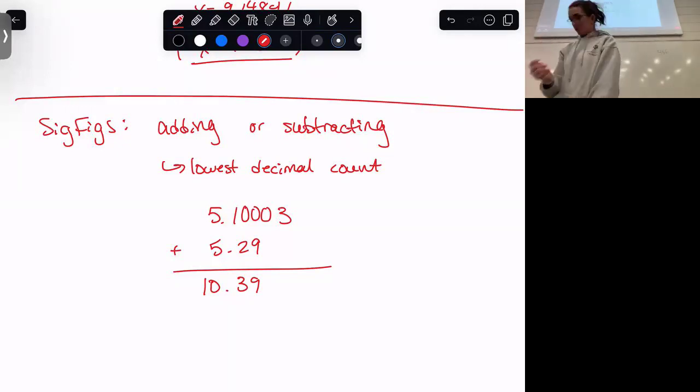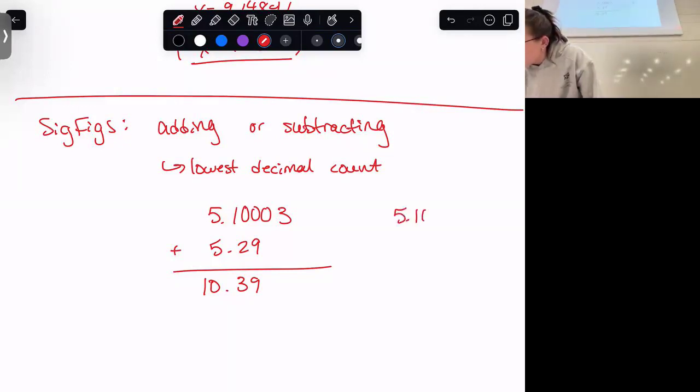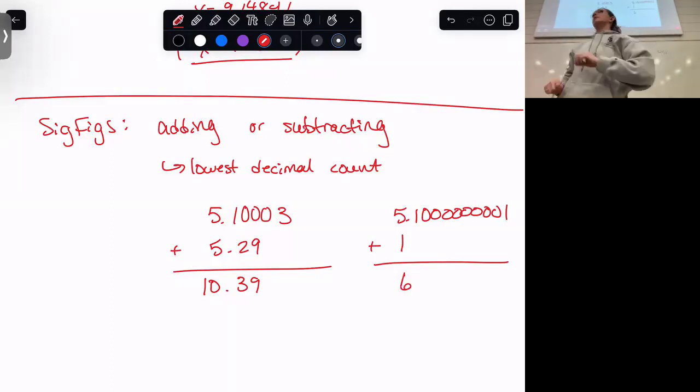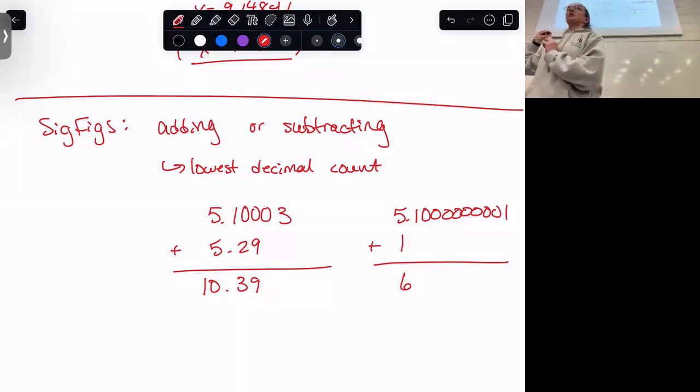You would go to the nearest whole number, right? If this was 5.1000006, yep, that's all it is. Right, so when we get 10.39, how many total sig figs are in 10.39? There's 4 total sig figs, but there are only 2 decimal points. How many total sig figs in our second example? Just 1.